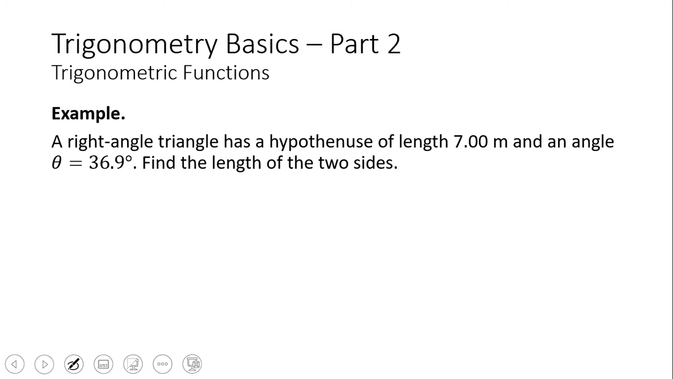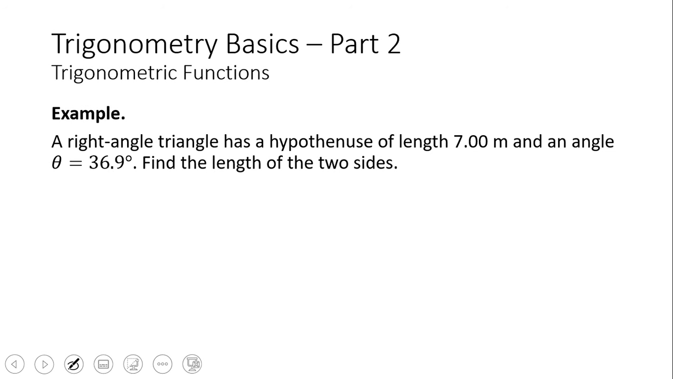Let us now do an example with this, and then in the next videos we'll put everything together in dealing with vectors. Let's say we have a right angle triangle, and this right angle triangle has a hypotenuse of 7 meters and an angle theta, which we always define to be the angle with the horizontal side, of 36.9 degrees. We want to find the length of the two sides. In this problem you need your calculator. Make sure your calculator is in degrees, because if you have it in radians, you're going to get an incorrect answer.